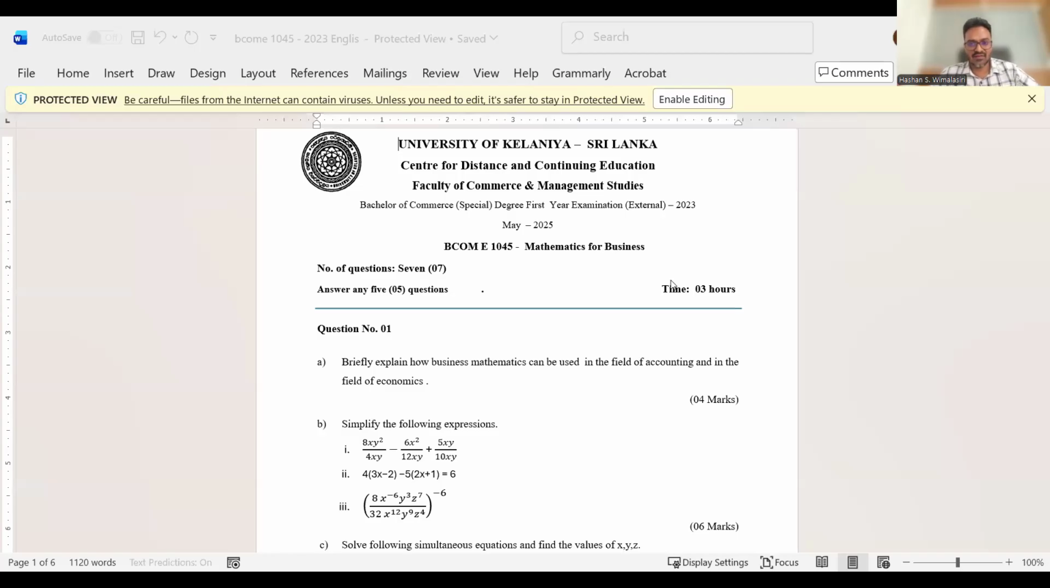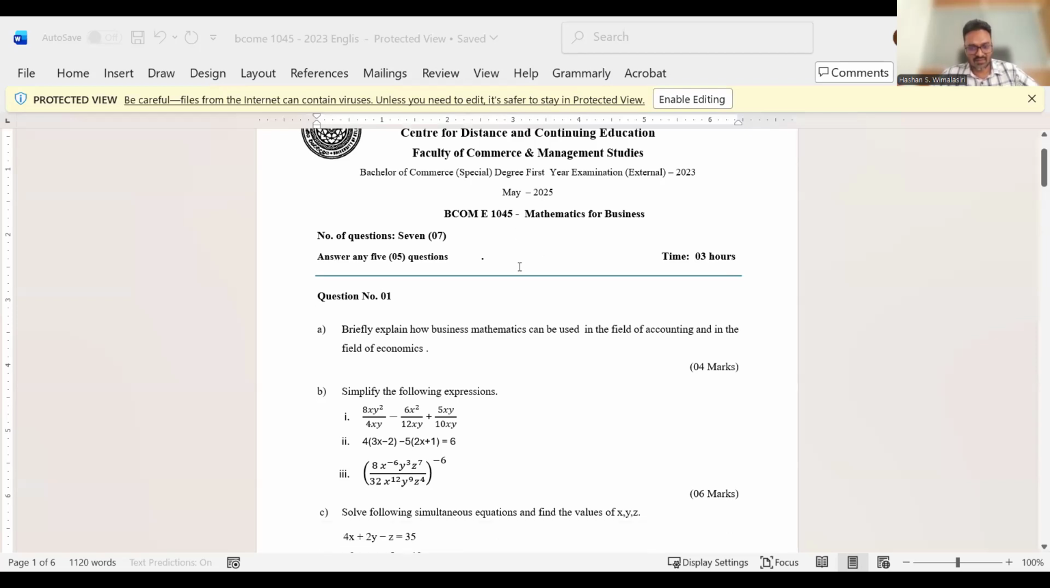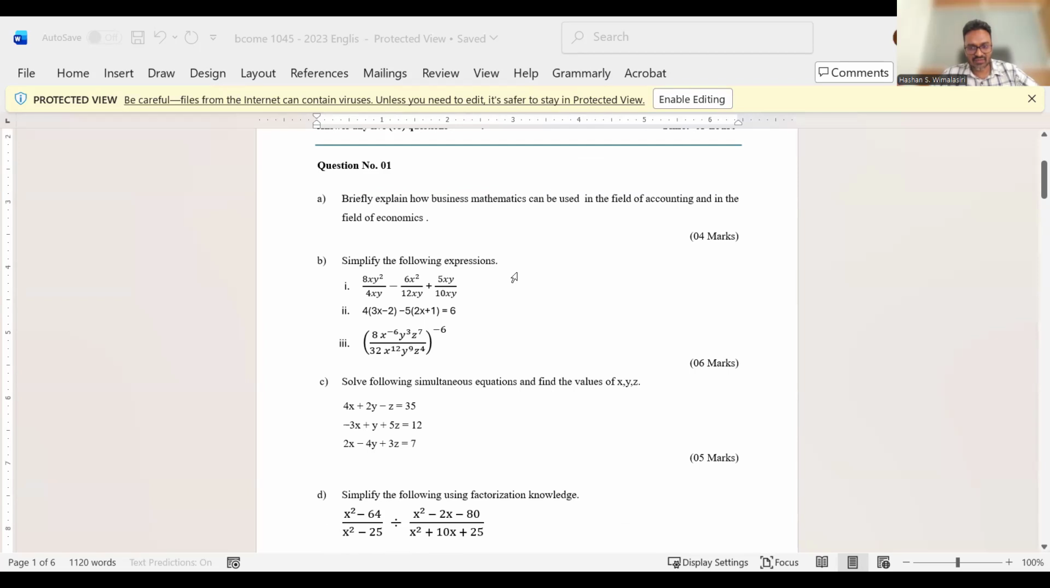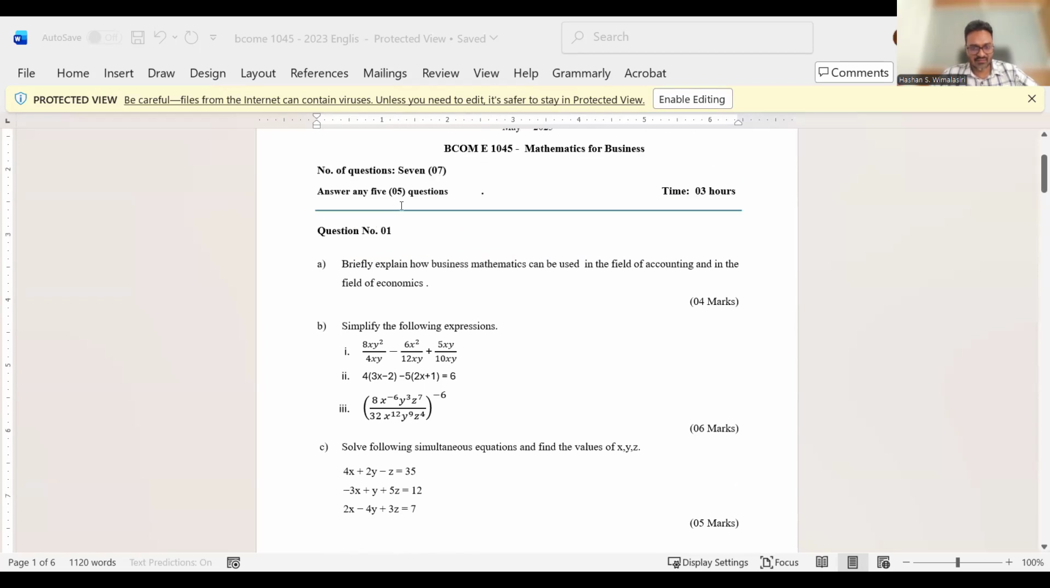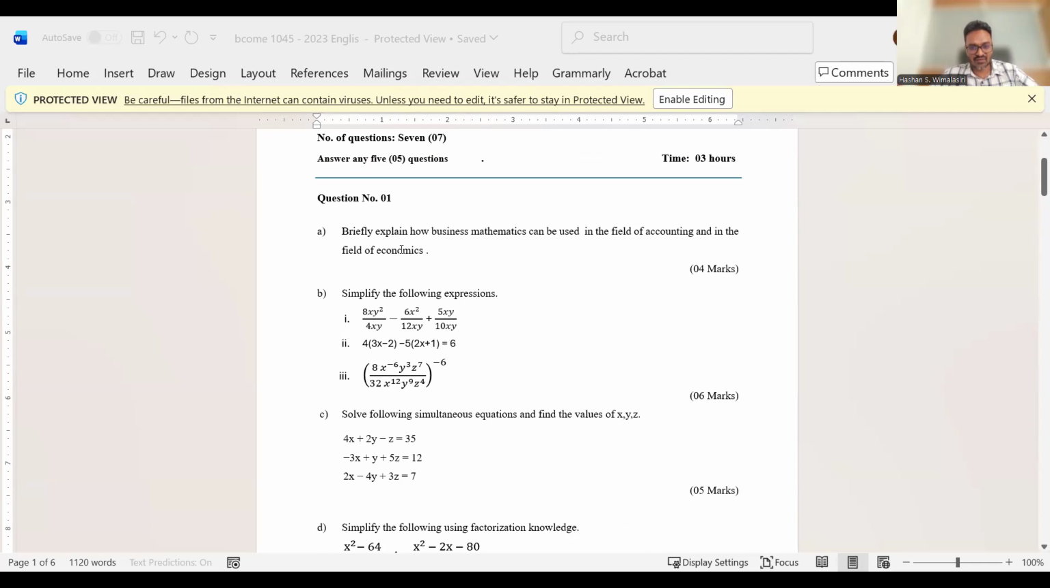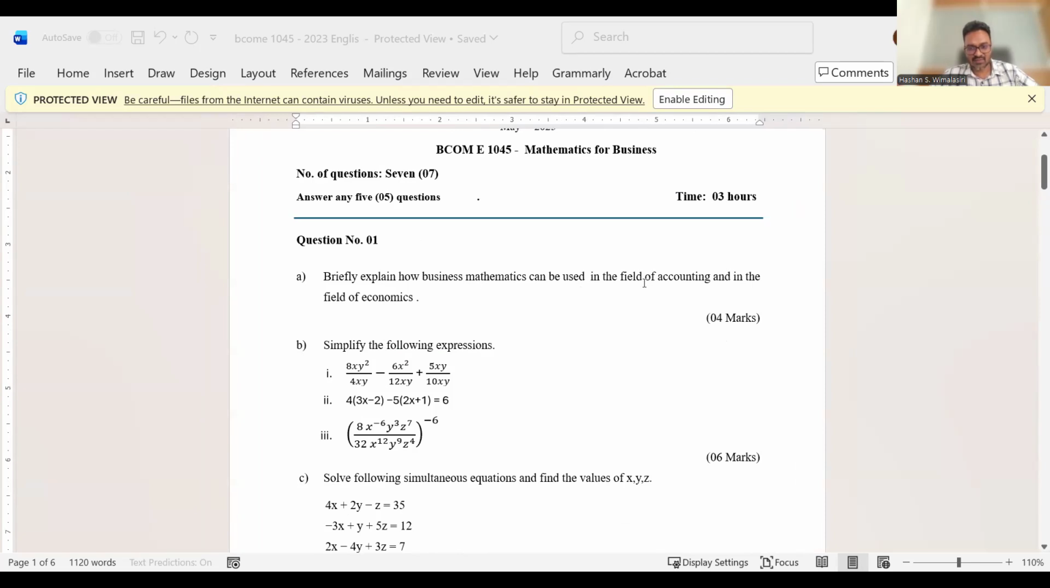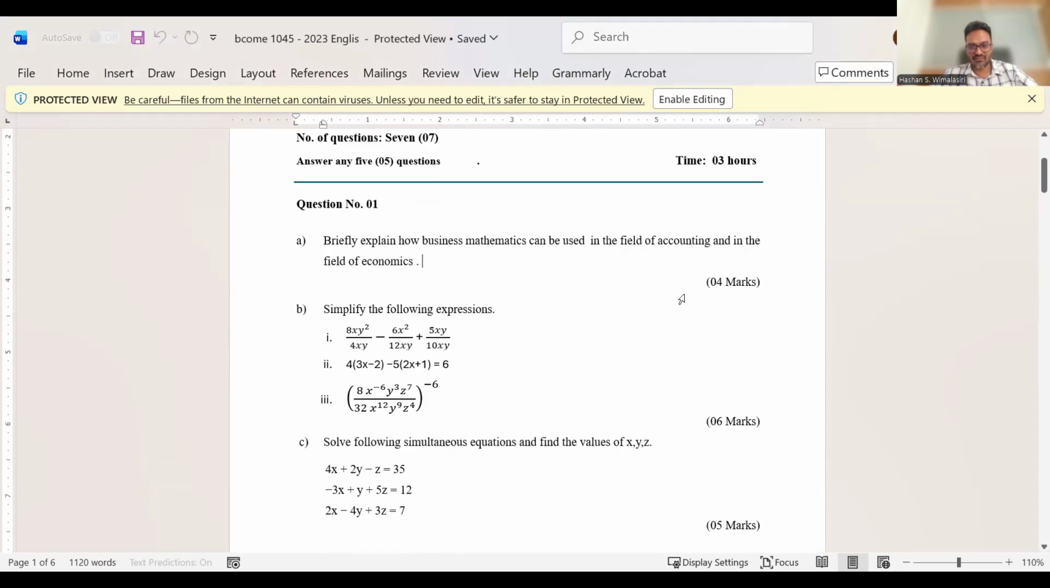Right, I think you can see the screen. This was the May 2025 paper from last year. It has 7 questions, and out of those 7 you have to answer any 5. But this year you are getting only 3 questions. The first question was to briefly explain how business mathematics can be used in the field of accounting and in the field of economics. So you are getting a question for 4 or 5 marks.